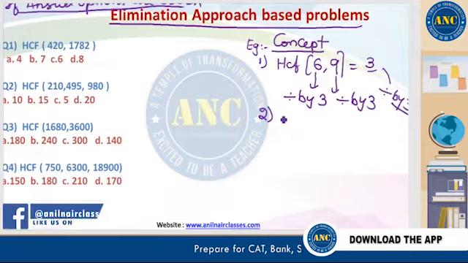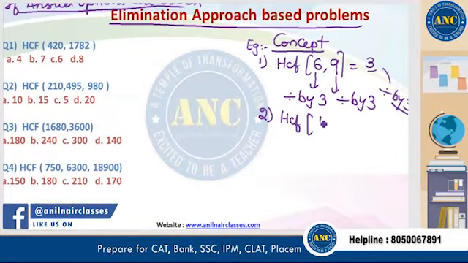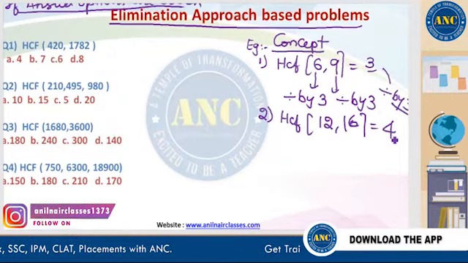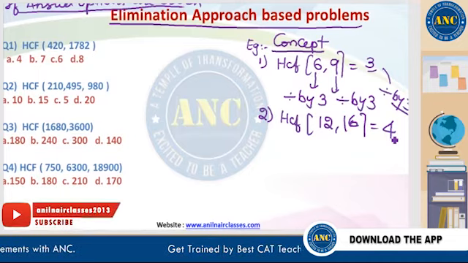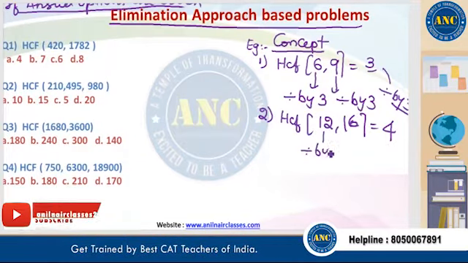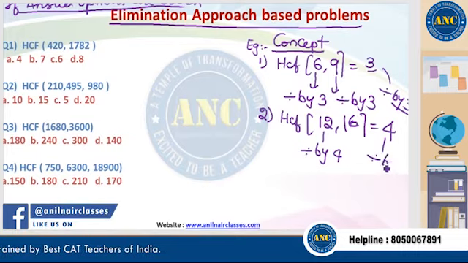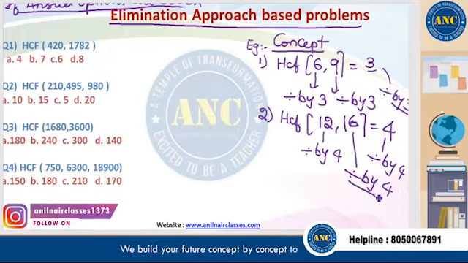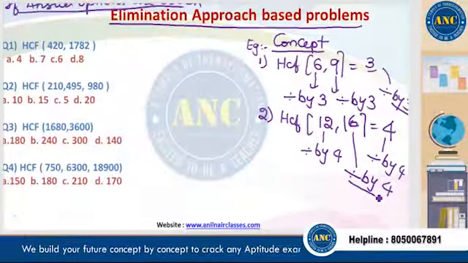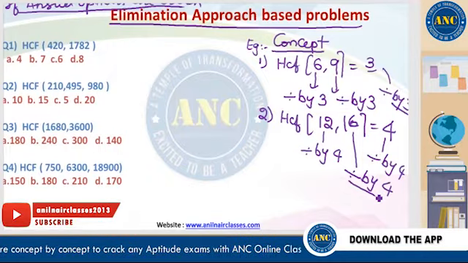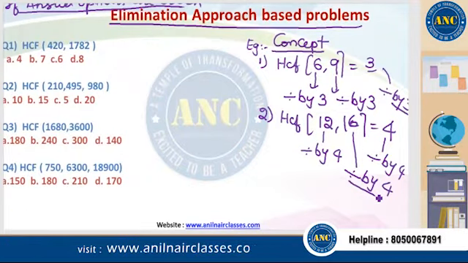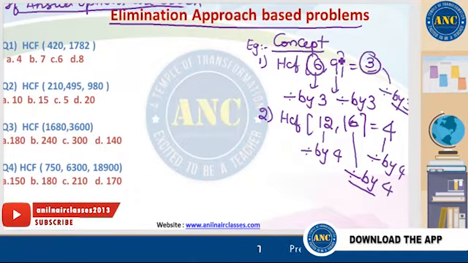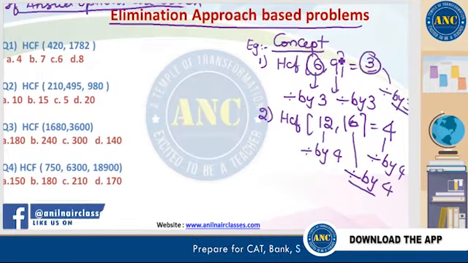One more example. HCF of 12, 16 is nothing but 4. Now if you observe carefully, 12 is divisible by 4, and 16 also is divisible by 4. So if I take 2 numbers which are divisible by k, the HCF in the answer is also divisible by k. If I take the answer and one number divisible by k, the remaining number should also be divisible by k.